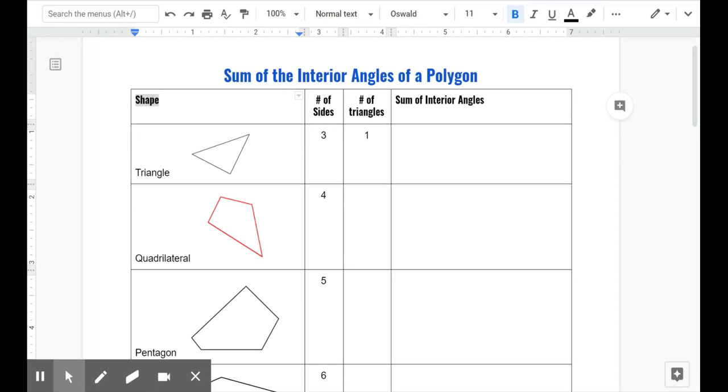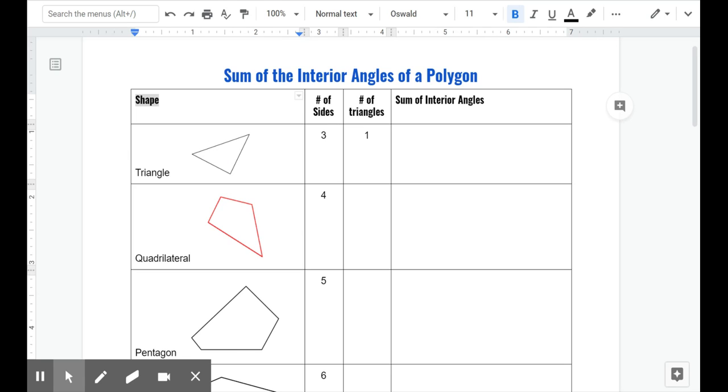I'm going to teach you how to find the sum of the interior angles of any kind of polygon. So if I said to you, for example, what is the sum of the interior angles of a 723-sided polygon, you would be able to know. Now, I don't know why you would want to know, but you will be able to know really quickly, in seconds.